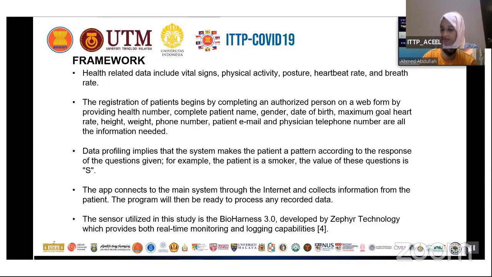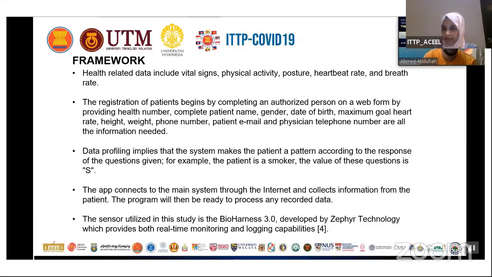Data profiling implies that the system makes the patient pattern according to the response of the question given. For example, if the patient is a smoker, the value of this question is S. Then the app connects to the system through the internet and collects information from the patient. The program will then be ready to process any recorded data.